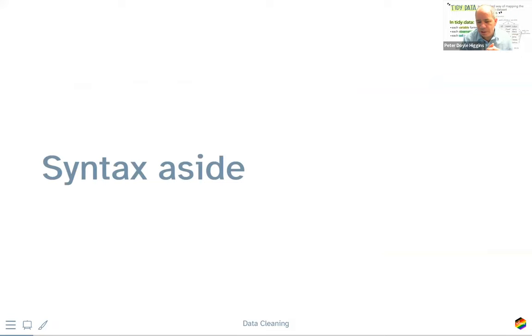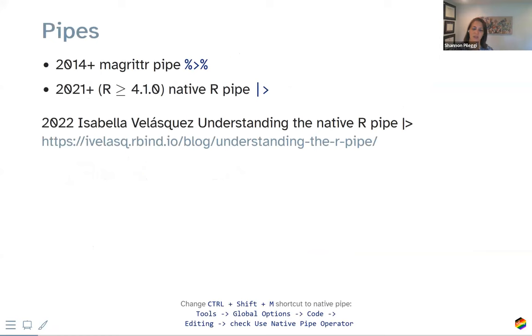And Shannon's going to handle some of the next parts on syntax. Yeah, so we will have a little bit of hands-on coding and live coding. One thing that you might see is something called the pipe operator. There was a pipe operator introduced in 2014. That's the percent greater than percent. And then more recently in 2021, there was a native R pipe introduced, which is the vertical bar with a greater than sign. So you're going to be seeing that native R pipe in our code. Just for your information, in case you've never seen it, Isabella Velasquez has a great blog post on it if you're not familiar with it.